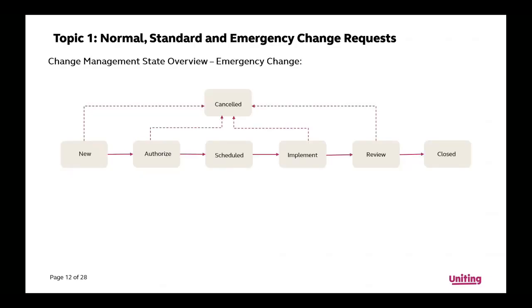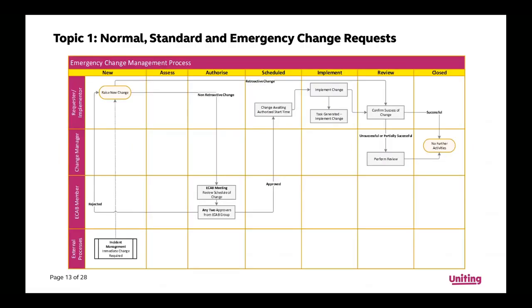The same state overview here: new, authorized, scheduled, implement, review, and closed. Let's see definitions a little later. A very similar process flow to the standard or the normal one, except for the authorized part, this vertical here, where as we raise a change request, it directly goes to CAB for an authorization, and once authorized, the other steps of implementation and review are pretty much the same.